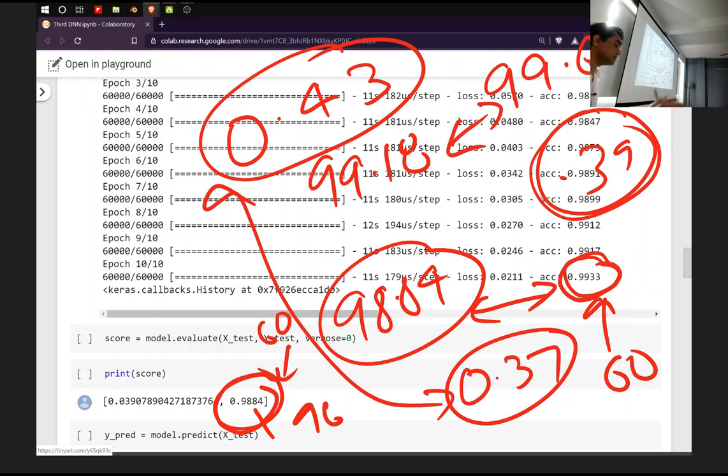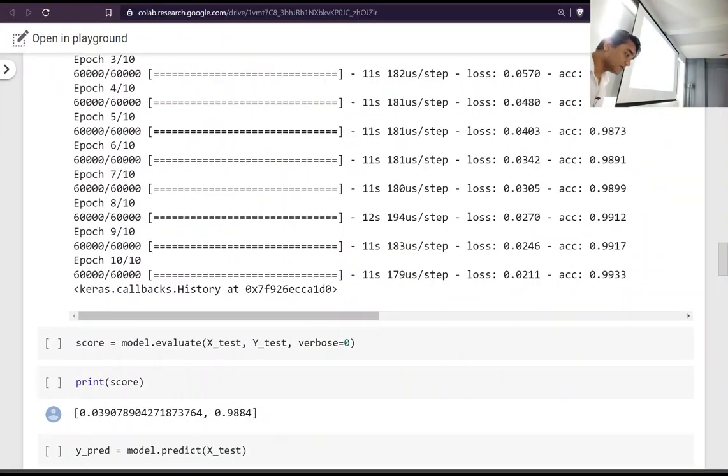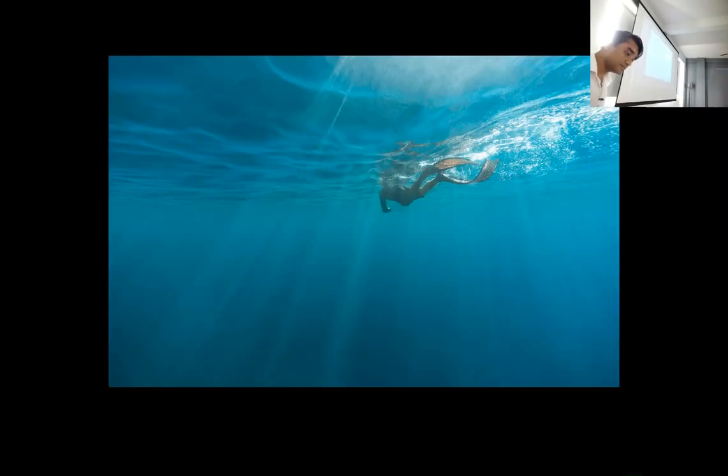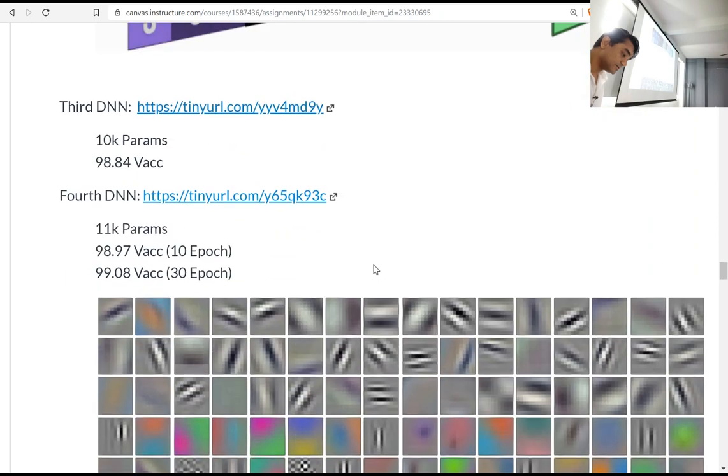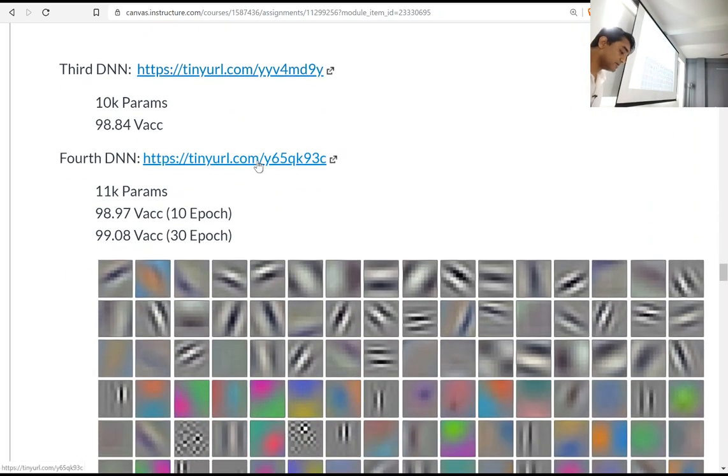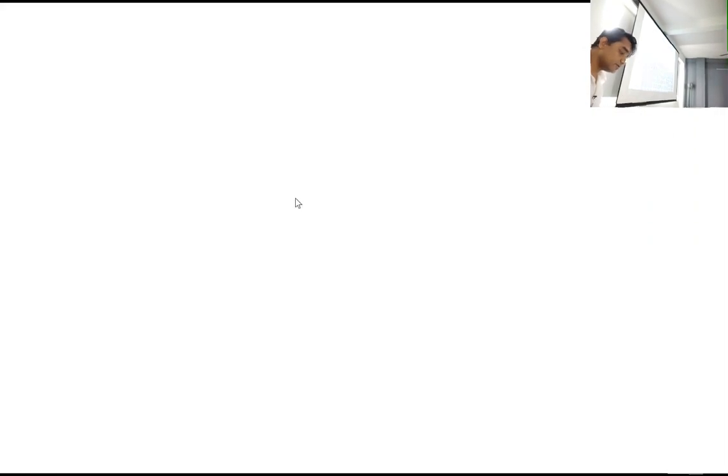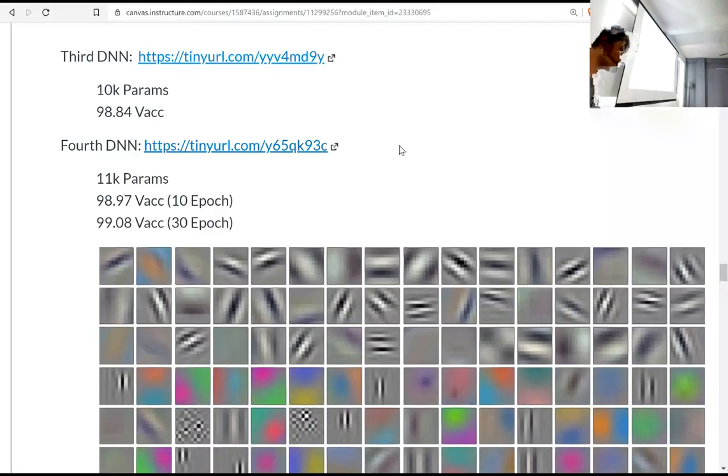Is this part clear? Now what we're going to do is add batch normalization. I'm going to take 5 minutes and open all of these so we don't have to go through this again.